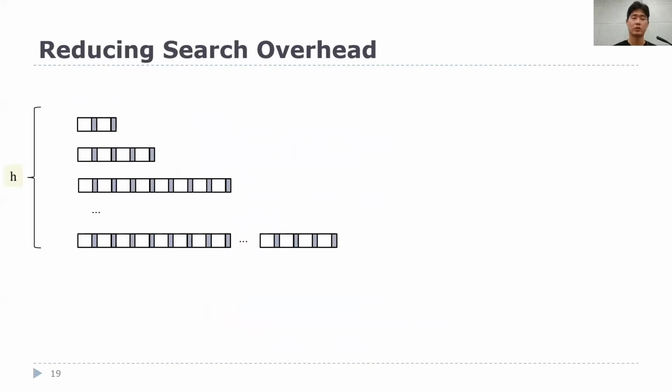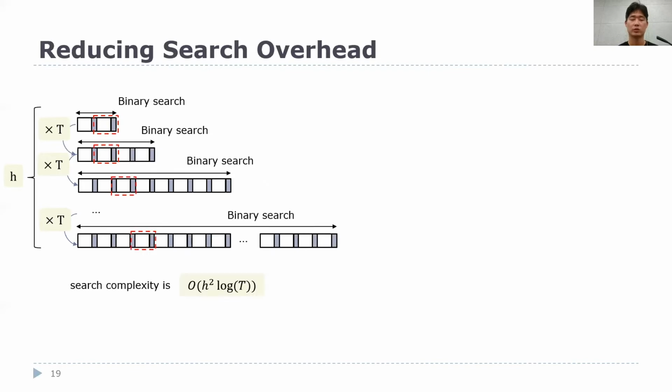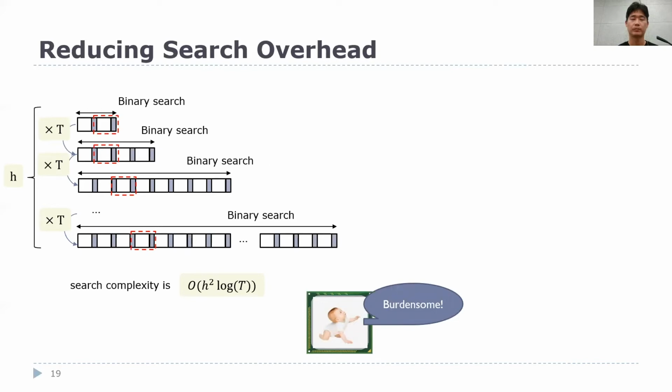PinK's get operation flow requires many binary search operations. Now we will calculate the search cost. Suppose there are H levels in the LSM tree. The size of the level increases by T times as the level increases. The search cost of this LSM tree is O(H squared log T). The ARM CPU considers these costs burdensome.